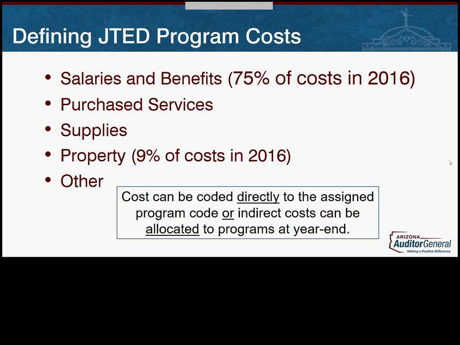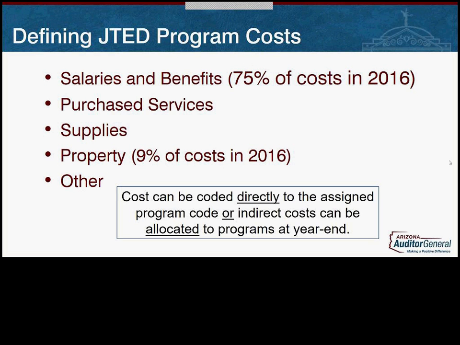The largest part of any educational program's recurring annual costs is generally salaries and benefits. So that is the logical place to start when directly coding costs to the appropriate JTED program codes. Based on district-submitted 2016 accounting data, salaries and benefits made up 75% of total career and vocational education costs.